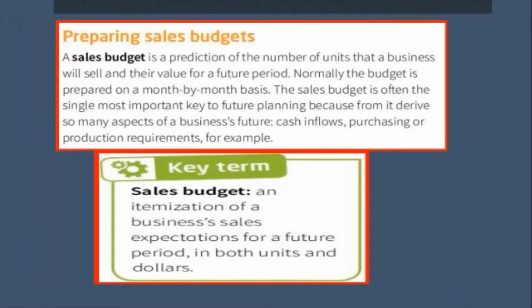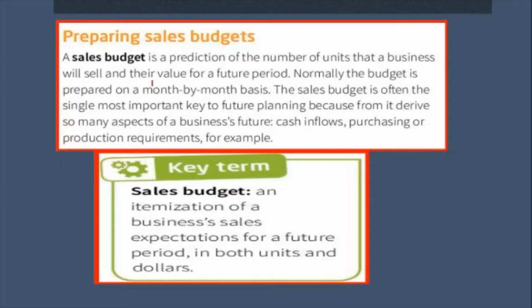Okay. The two budgets that we have to learn to prepare are the sales budget and a production budget or a purchasing budget. The sales budget is a prediction of the number of units that a business will sell and their value for a future period. So basically you can have a sales budget in units. That's the amount you intend to sell, amount of units of the goods that you specialize in, or maybe it could be a different amount of types of goods.